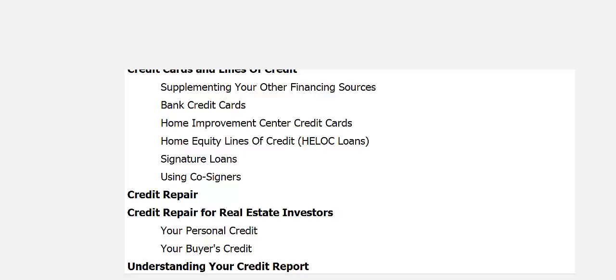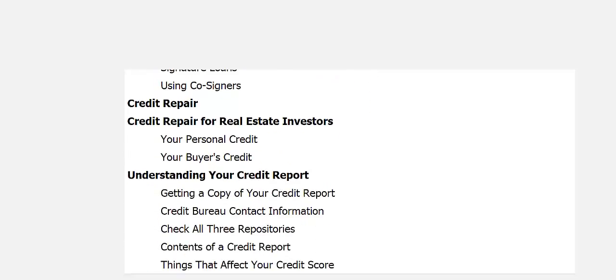Then we have a special section on credit repair. Credit repair for real estate investors, your personal credit, and also your end buyer's credit if you're retailing. Or if you're doing lease options and you need tenant buyers to get their credit rating better.